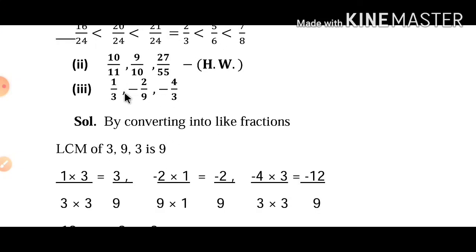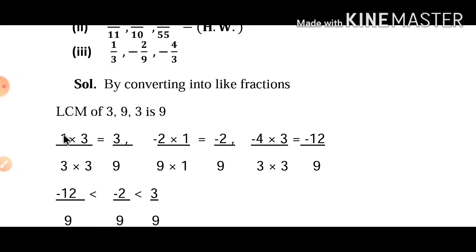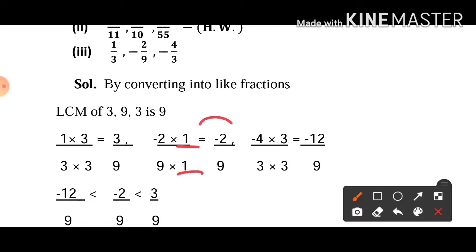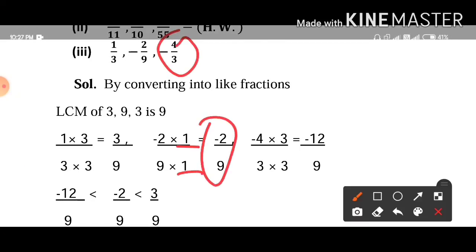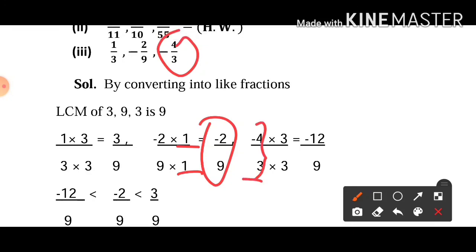Then third one, 1 by 3, minus 2 by 9, minus 4 by 3. Again here as it is unlike fractions, so first we'll change into like fractions by taking the LCM of 3, 9 and 3, which is equal to 9. So 1 by 3, multiply by 3 in both numerator and denominator to bring denominator as 9. So 3 by 9, minus 2 by 9. As here already 9 is given, it means you have to multiply by only 1. So minus 2 by 9 as it is, minus 4 by 3. Here 3 is given. For 9 we have to multiply by 3 in both numerator and denominator, which is equal to minus 12 by 9.